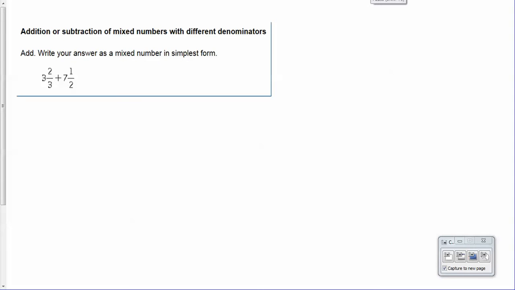In this video, we'll do addition and subtraction of mixed numbers with different denominators. Our directions instruct us to add and write the answer as a mixed number in simplest form. So again, we're going to rewrite the problem and we're going to do it vertically so that we can pay attention to getting our common denominators ready. 3 2/3 plus 7 1/2.